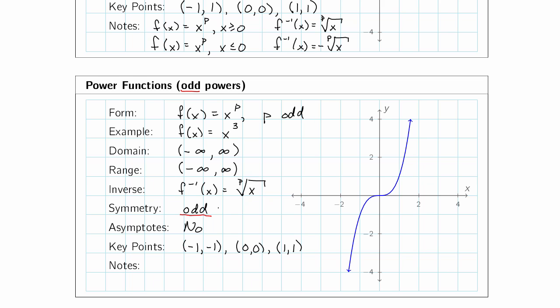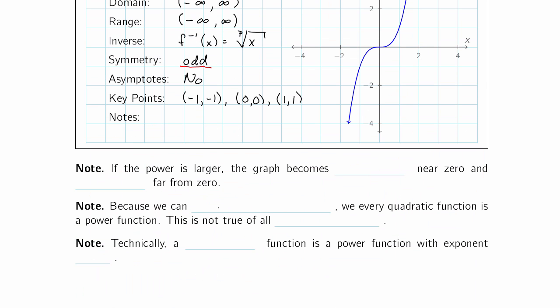We have a couple of notes to make about power functions before we go on. First, about the graphs, as we mentioned, if the power is larger, the graph becomes flatter near 0 and steeper when it's far from 0. So, as we get very, very large powers, we end up looking more like we have square corners than like we have smooth curves.